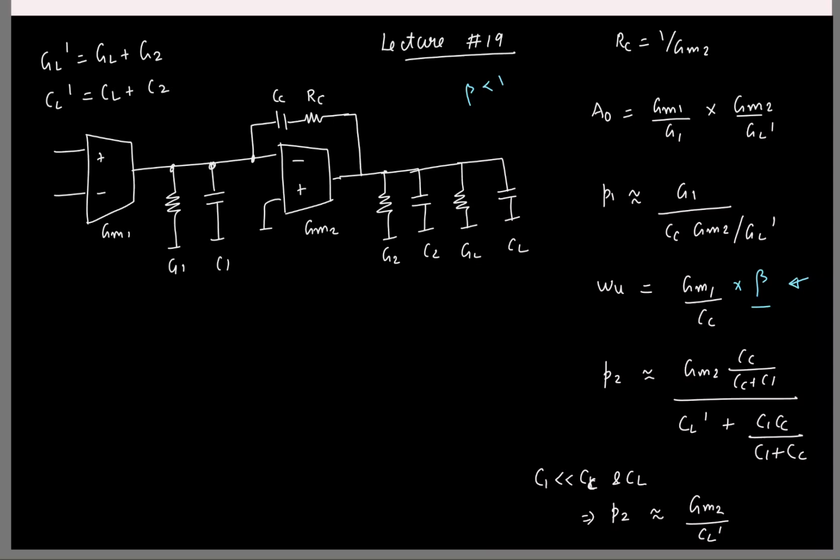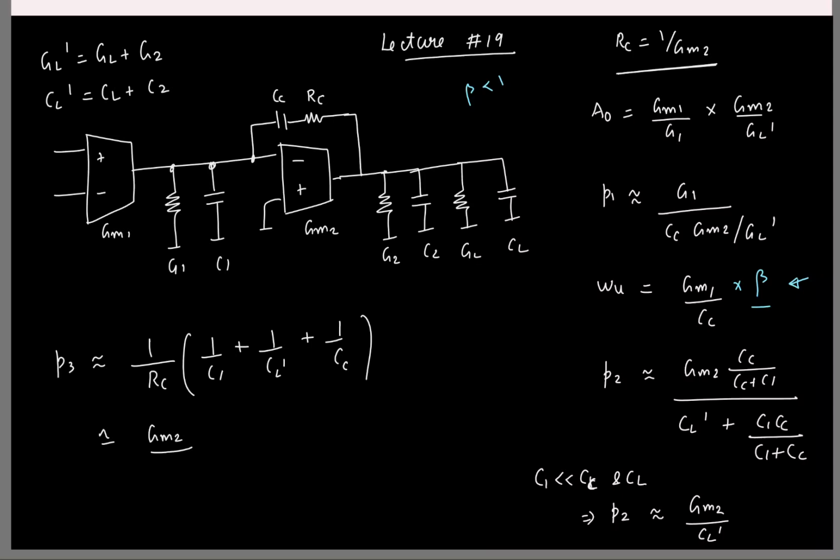And the act of adding this resistor here introduced the third pole. And remember, where was this third pole approximately? 1 by RC times the effective capacitance, which was all the three capacitors in series. This is CL prime. And if I choose 1 by RC to be GM2, this becomes GM2. And among all these three, usually C1 will be the smallest capacitor, so that will dominate in series. So we'll have this. I'll just put it here itself. So what is the phase margin here?